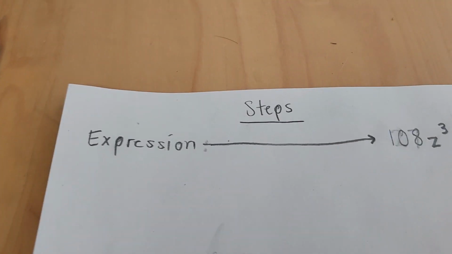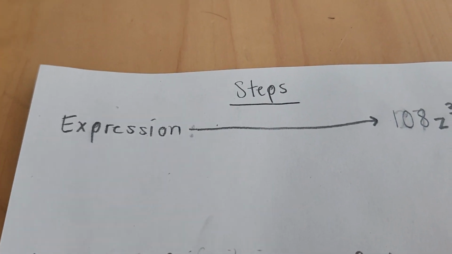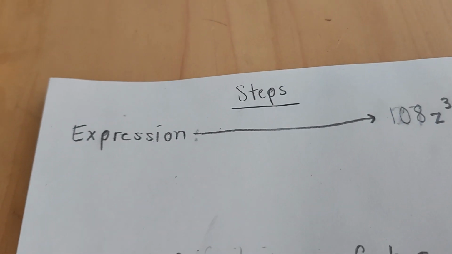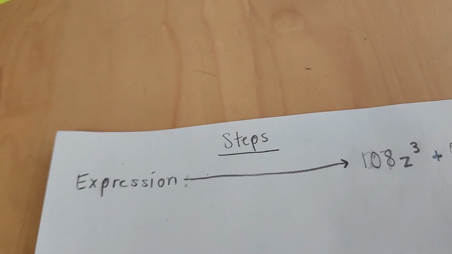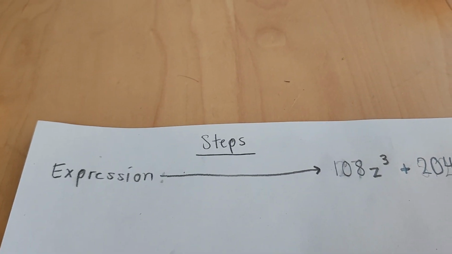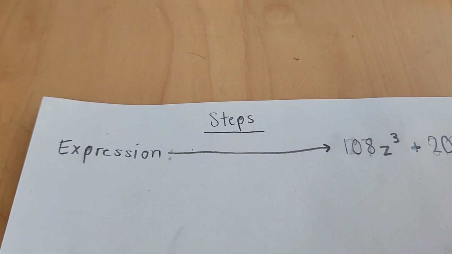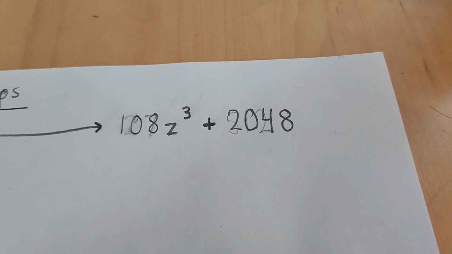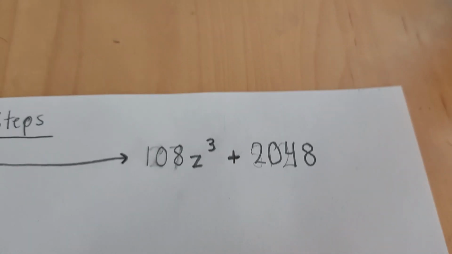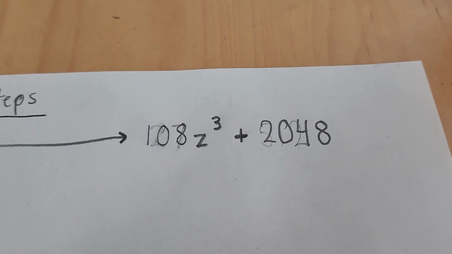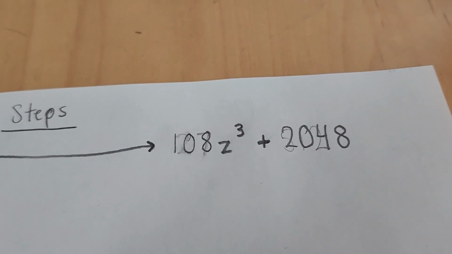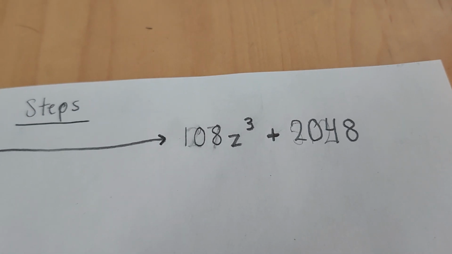Today we are going to be learning about difference of cubes, I believe it's called. It's very likely that you have come across one of these questions and had no idea what to do, because we have one expression right here: 108z cubed plus 2048. Sorry. And you might have been thinking, well, this looks like a difference of squares, but it's not.